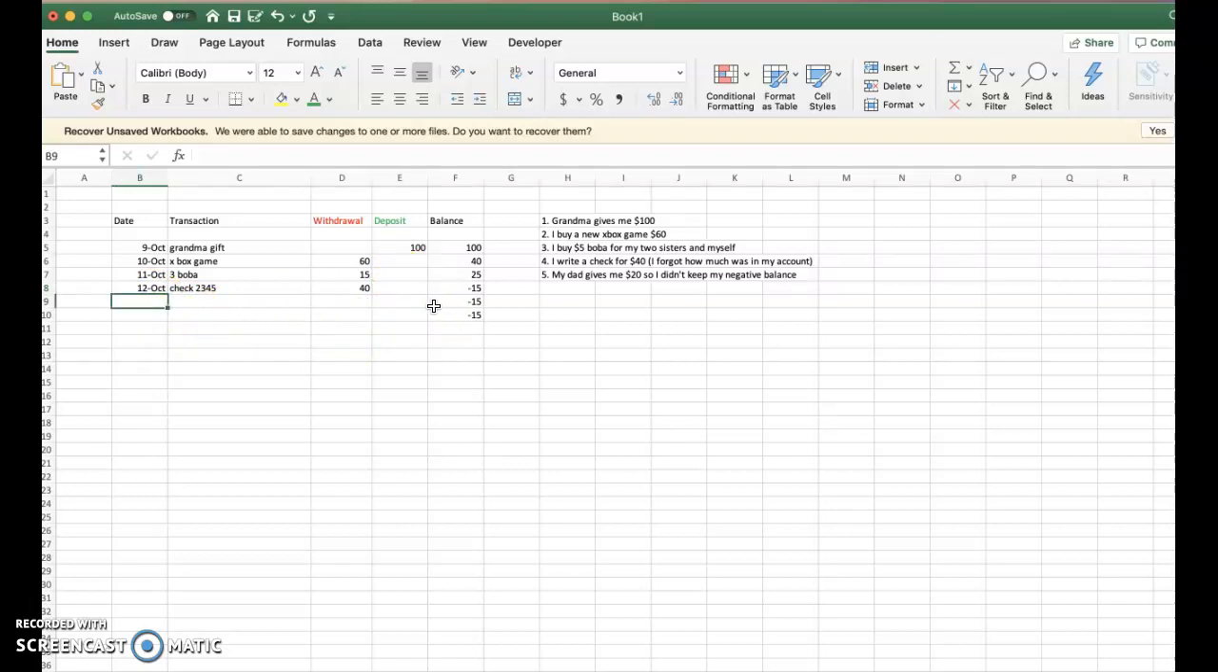Then, Dad got worried about me. He didn't want me to have a negative account. So what he said is, hurry up, throw some money in your account so your bank doesn't hit you with an overdraft fee. Overdraft is what your bank calls it when you spend more money than you have. So I'll call this money from Dad. He gave me more money, so I'm going to put that in the bank. And that brings my balance back positive.